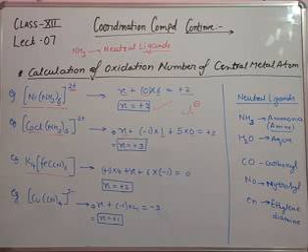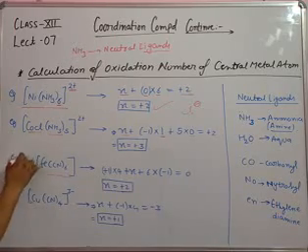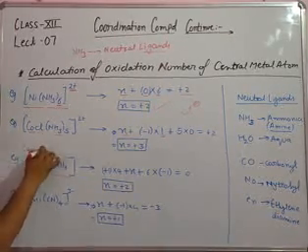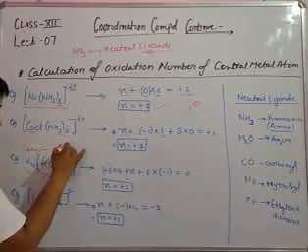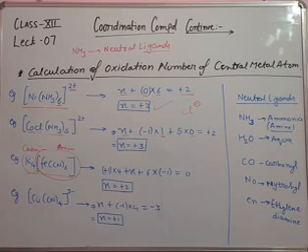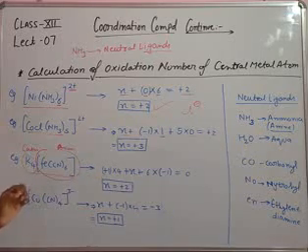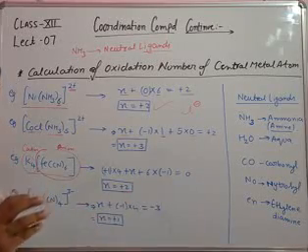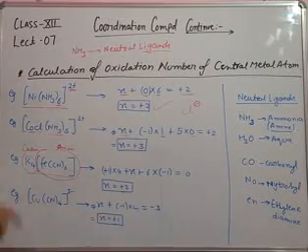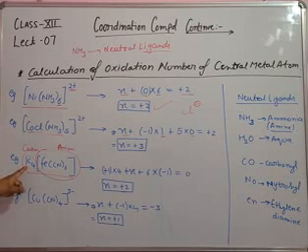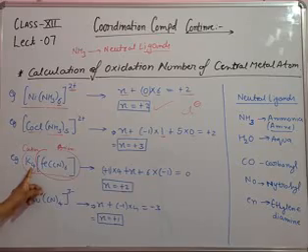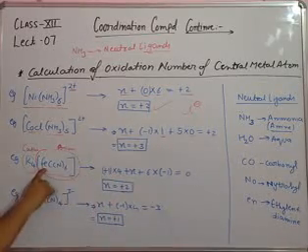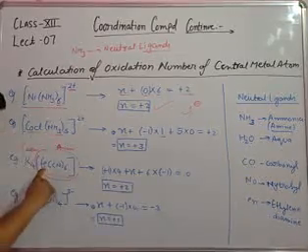Now come to this one, where the counter ion comes in front of the coordination entity. Now this part will act as a cation, and this part will act as an anion. I have already told you. Now the oxidation number of potassium is +1. It comes in the first group of the s block. K, that is potassium, comes in the first group of the s block. So +1 into its count, that is 4.